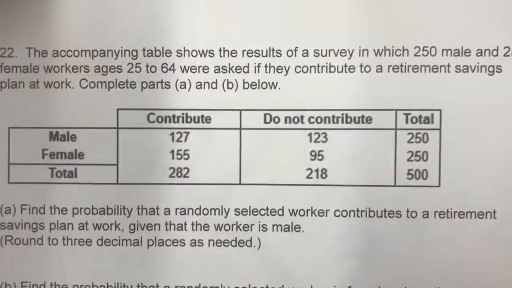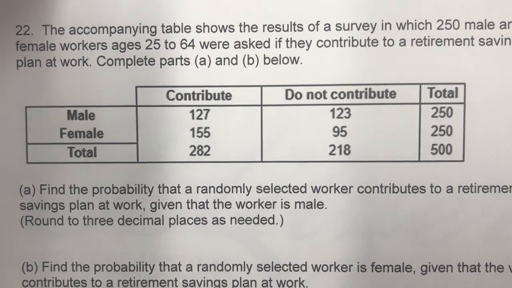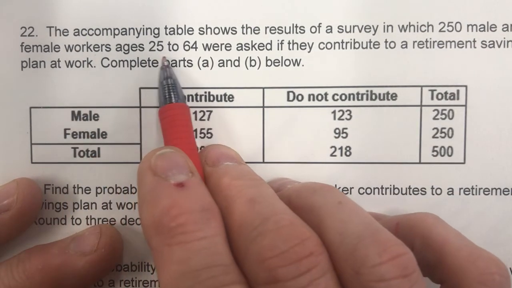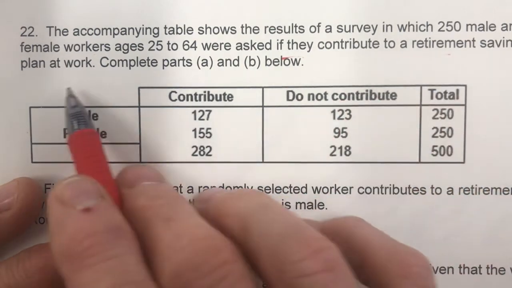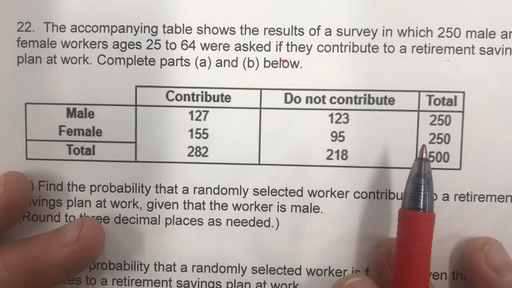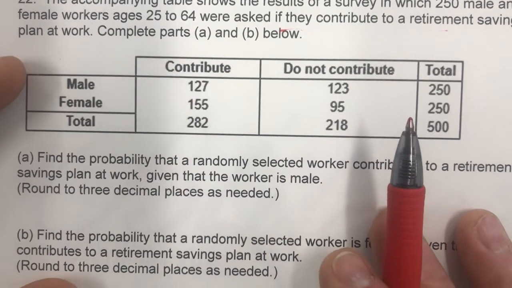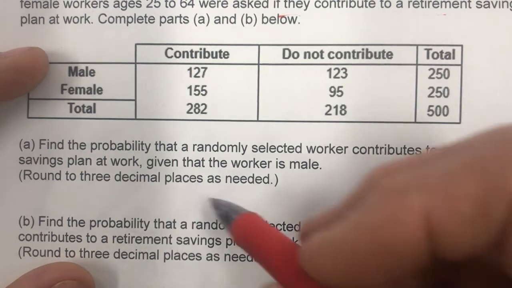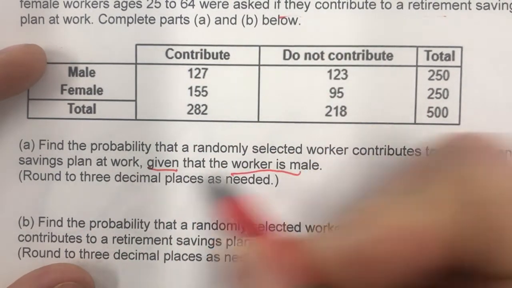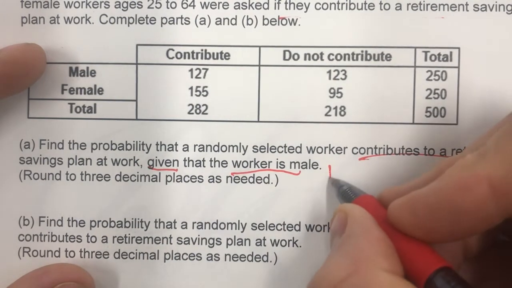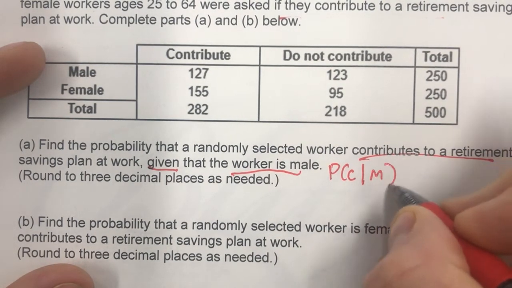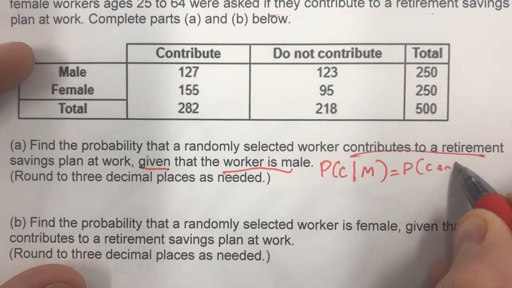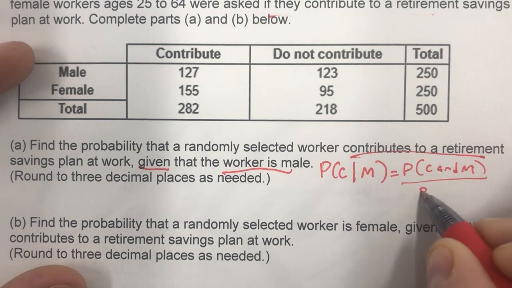Okay, and then one last one right here. The accompanying table shows the results of a survey in which 250 male and 250 female workers aged 25 to 64 were asked if they contribute to a retirement savings plan at work. Do you contribute to a retirement savings plan? Okay. All right, so this one says find the probability that a randomly selected worker contributes to a retirement savings plan at work given that the worker is male. So this is the probability that they contribute given that they're male. Okay, which is going to be the probability that they contribute and they're male divided by the probability that they're male.